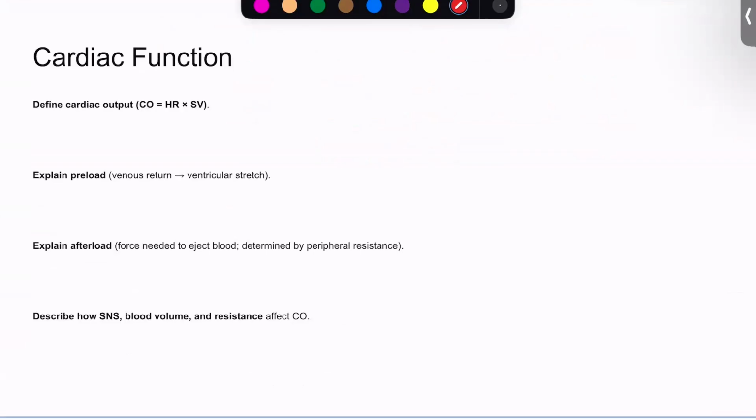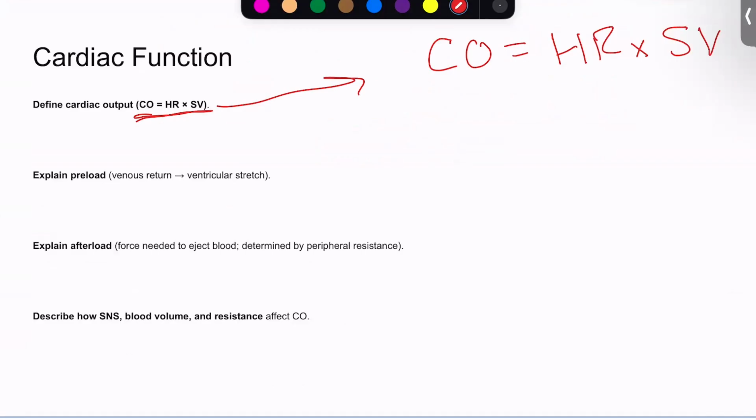Okay. Define cardiac function. All right, so we have this formula here. So if you're like me and you hate math, this gave you a heart attack a little bit the first time you saw it, but hopefully you realize that it's actually not that bad. So CO is our cardiac output. HR, obviously that's going to be our heart rate. And this is our stroke volume.